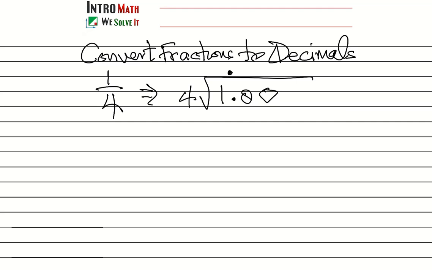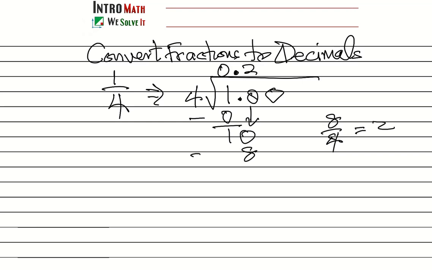And then 4 going into 1, it won't go. You write 0. And then 0 times 4 is 0. Subtract, you bring 1 down. And then you bring this 0 down. Okay, 4 going into 10, you can divide 8. 4 into 8, you get 2. You put 2 here. 2 times 4 is 8. And we'll subtract. We'll get 2, right? We'll bring the 0 down, and that makes 20 to divide.